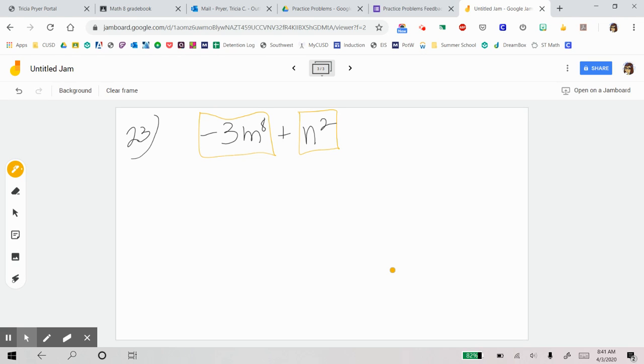So the degree of negative 3m to the 8th, the highest power is 8, so that is degree 8. On n squared, the highest power is 2, so n squared has a power of 2. The highest power in the entire polynomial is the 8, so this is a degree 8 polynomial. All right. And then the last one that we're doing is number 26. We are going to multiply.